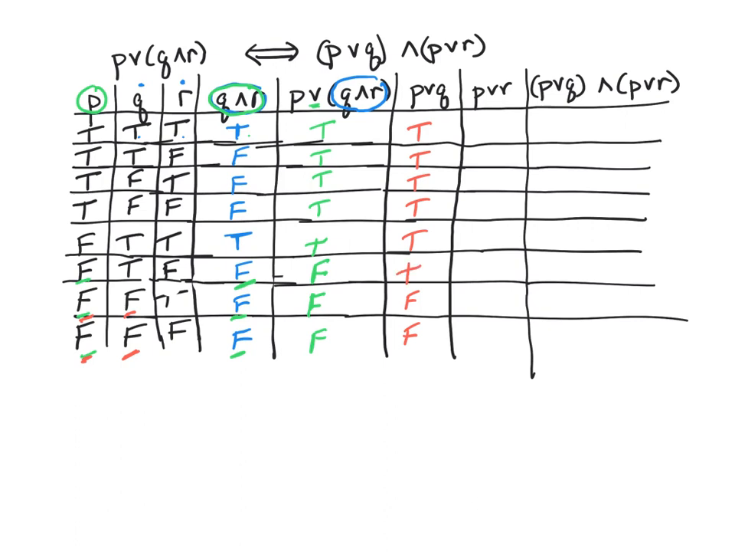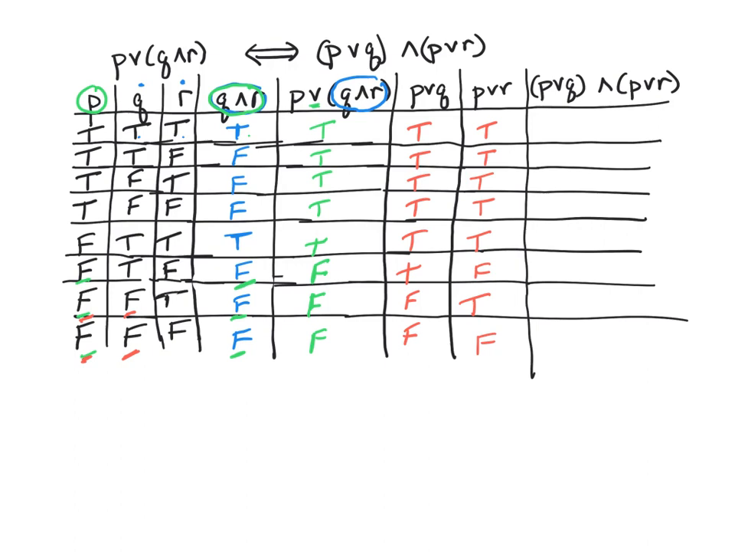And for P or R, I look at the P column and the R column. And if you have to point to them at the same time, it's okay. So I have true, true, true, true, true. But this is false, this is true, and that's false. Because I have 2 falses there.